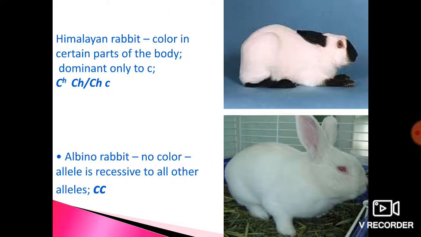Coming to the other 2, you can see the Himalayan with its extremities black: the tip of the nose, the tip of the ear and the paws, the 4 legs and the hind legs, but the body is white. The genotype could only be CH with CH or CH with small c.